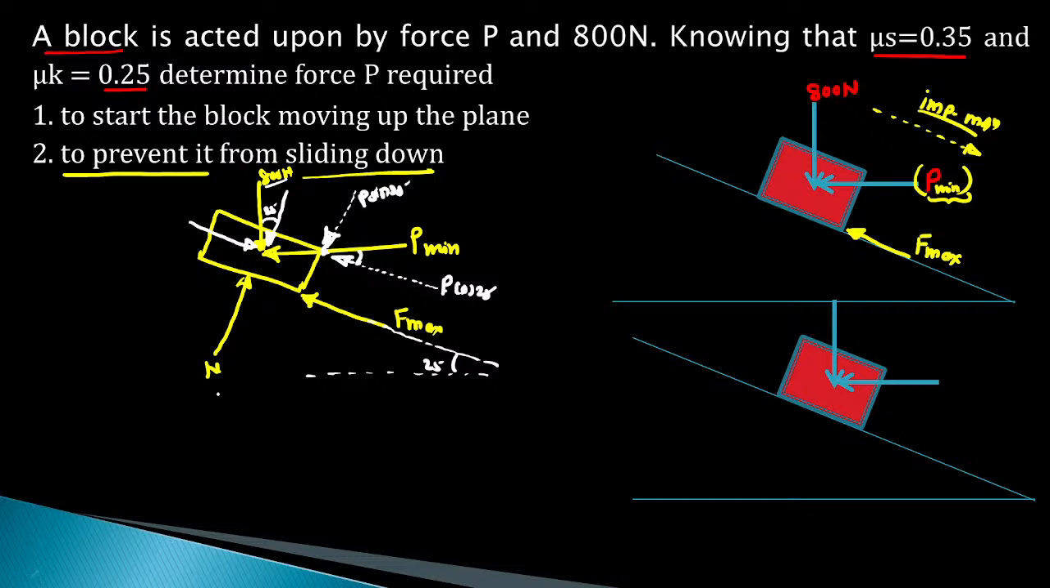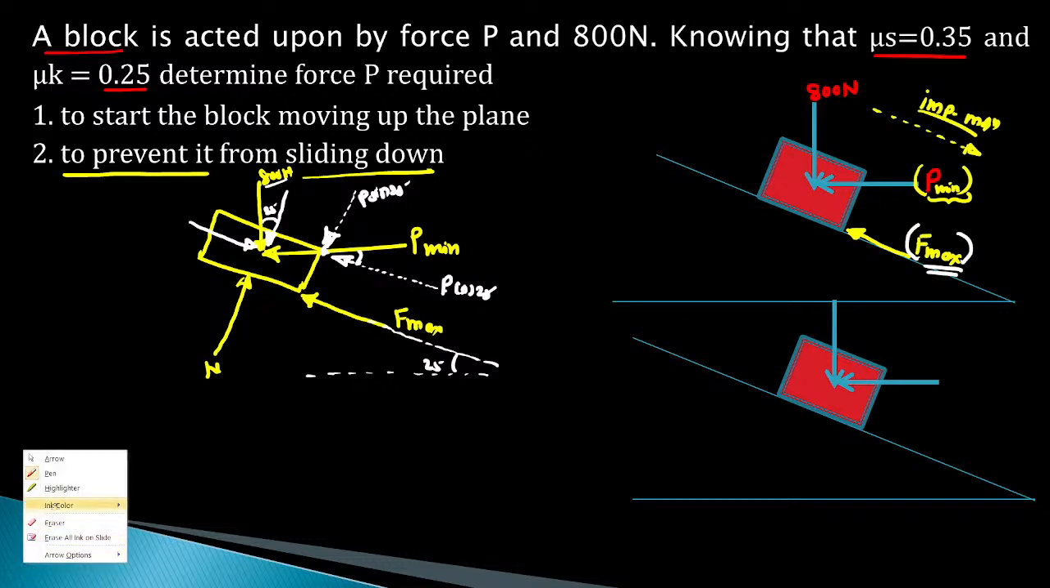So, the only difference between the last free body diagram and this free body diagram is the direction of the F max. Right now this F max will prevent the downward motion. So, now use the condition of equilibrium.